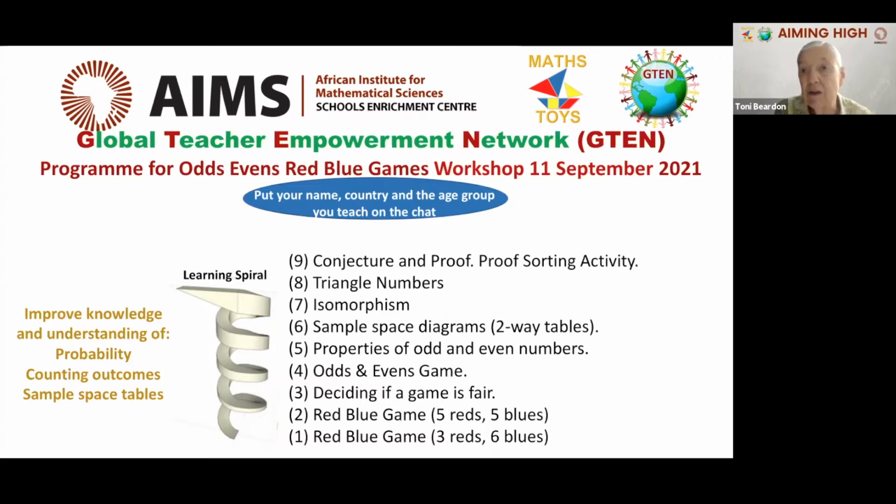Here are the activities that we'll be doing in this workshop, and it starts at the bottom because that is where we're imagining the young children joining our school learning spiral. And so we're going to play the red-blue game, first of all with 3 red cards and 6 blue cards, and then a bit later on we're going to play the same game with 5 reds and 5 blue cards, and we're going to think about, is there a difference? What is the difference? And why does that happen?